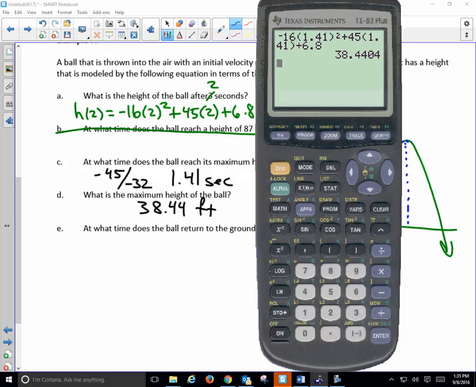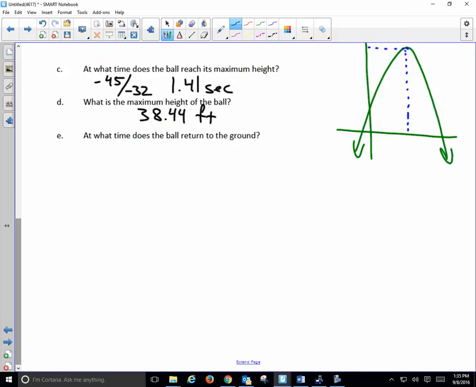And the last question, what time does the ball return to the ground? How would I go about figuring that out? If it hits the ground, what's the height? So the height is 0. How do I solve that equation? Quadratic formula.